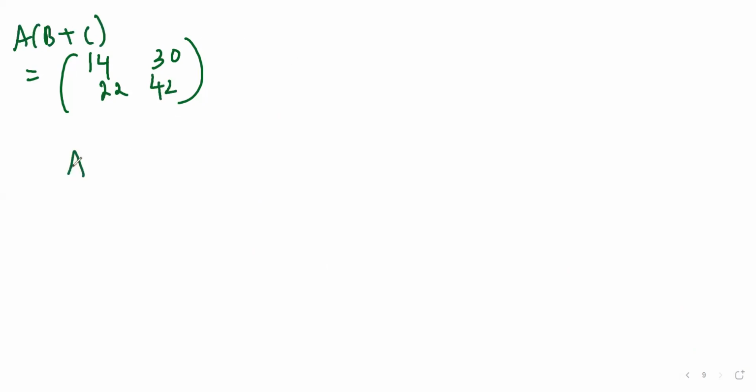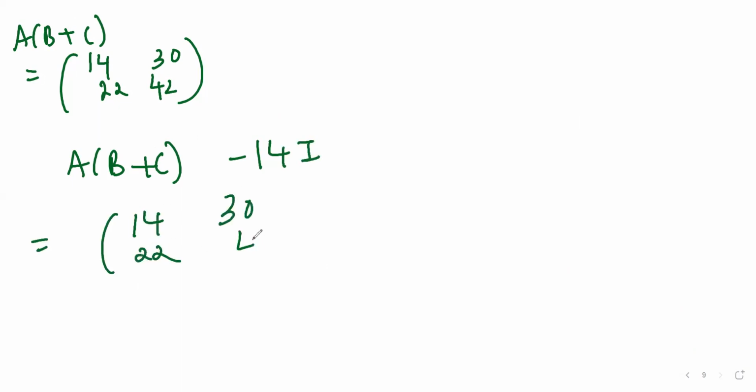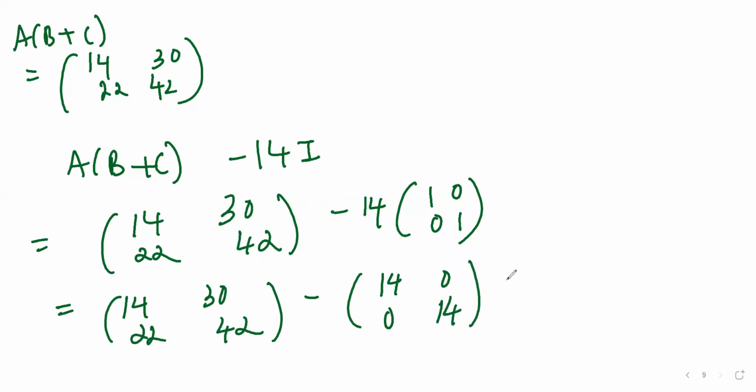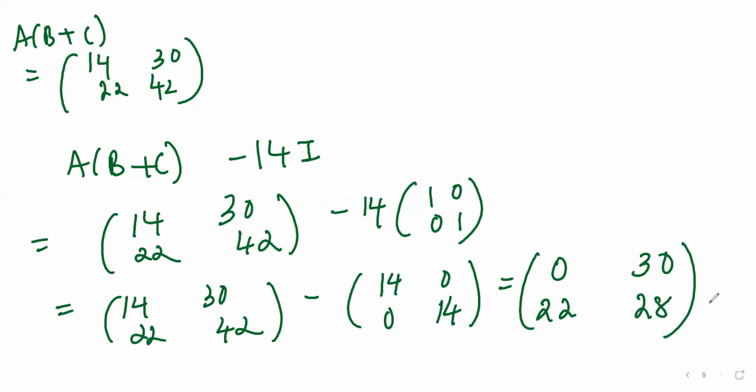Minus 14I, isn't it? So I was just doing step by step. A into B plus C minus 14I will be nothing but 14, 30, 22, 42 minus 14 into 1001. So that will be 14, 30, 22, 42 minus 14, 0, 0 and 14. Okay. So what's this? 14 minus 14 is 0. 30 minus 0 is 30. 22 minus 0 is 22. 42 minus 14 will be 28. Okay. So this is what it is.